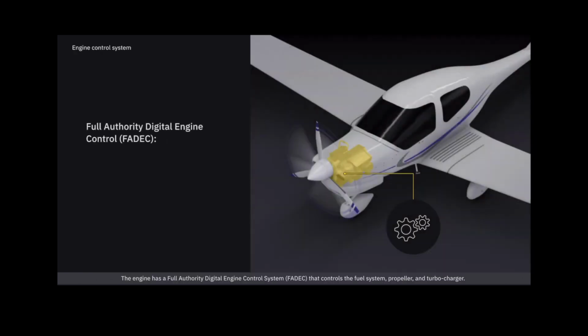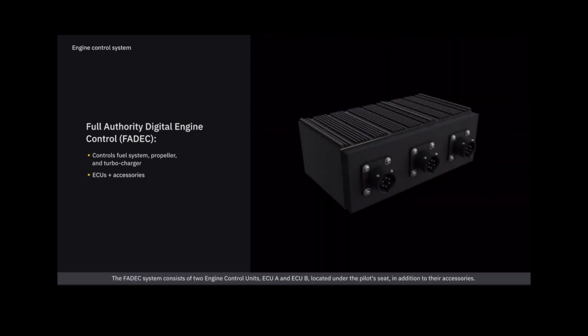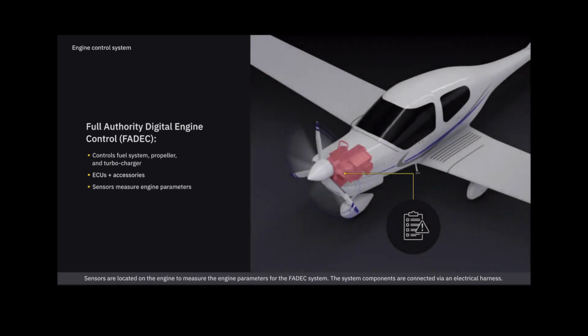The engine has a full authority digital engine control system, FADEC, that controls the fuel system, propeller, and turbocharger. The FADEC system consists of 2 engine control units, ECU-A and ECU-B, located under the pilot's seat, in addition to their accessories. Sensors are located on the engine to measure the engine parameters for the FADEC system. The system components are connected via an electrical harness.